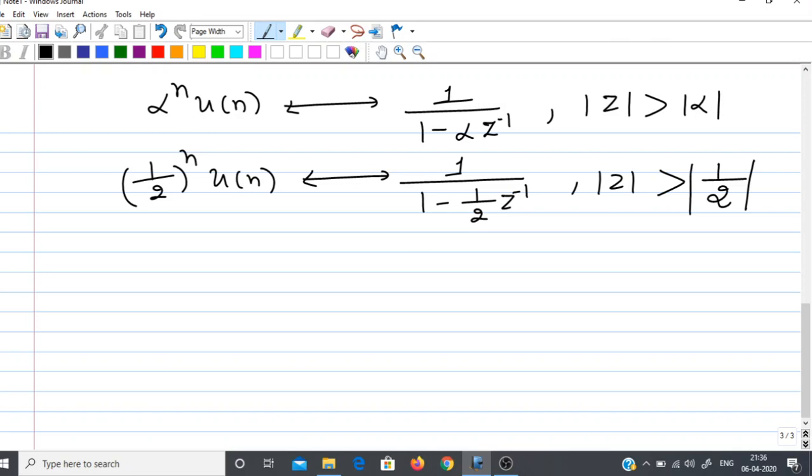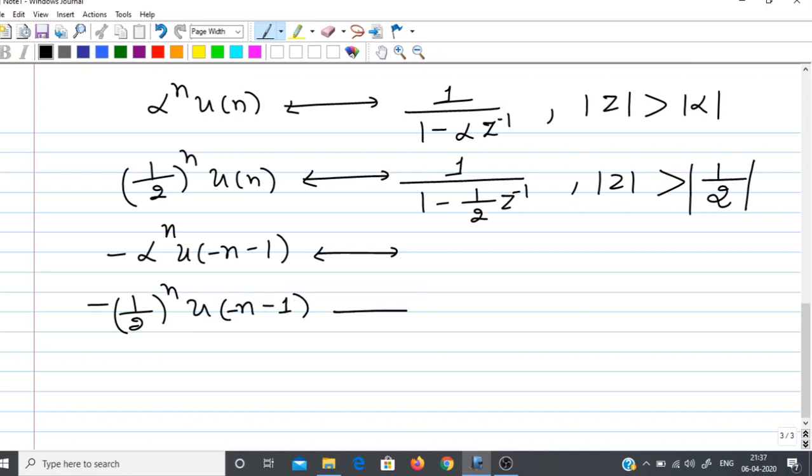Now on the same lines, if I ask you what would be the z transform of the sequence minus alpha to the power n u of minus n minus 1. You already know the z transform of this sequence minus half to the power n u of minus n minus 1. And what it is: 1 upon 1 minus half z inverse with mod z less than half. Now instead of writing half, I will write mod z less than mod half.